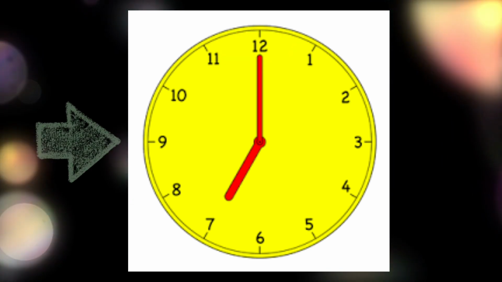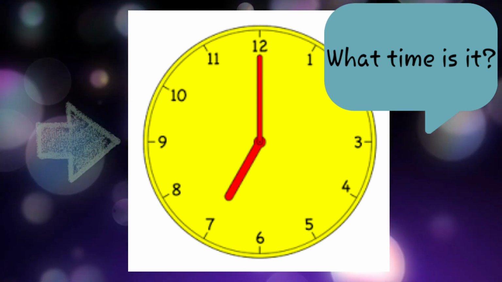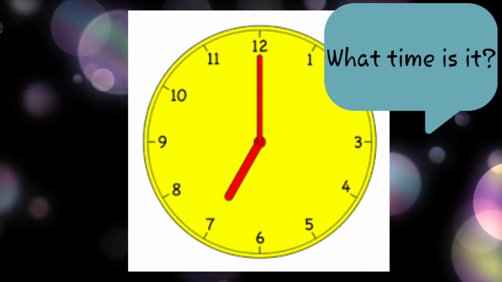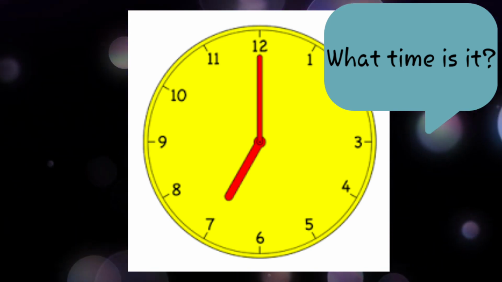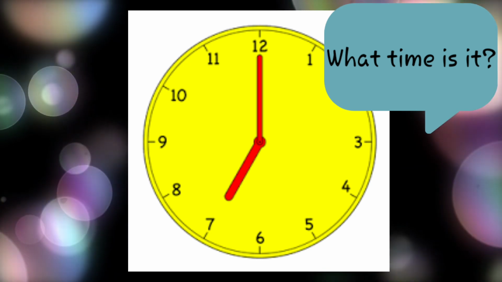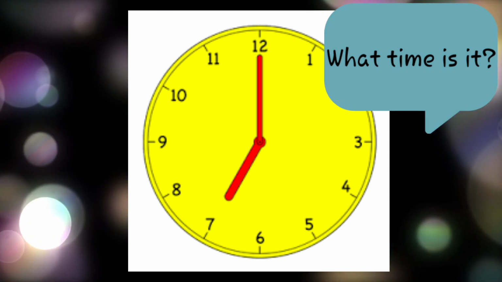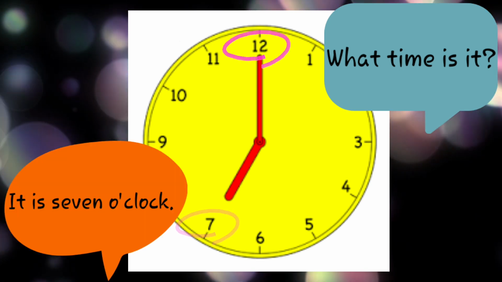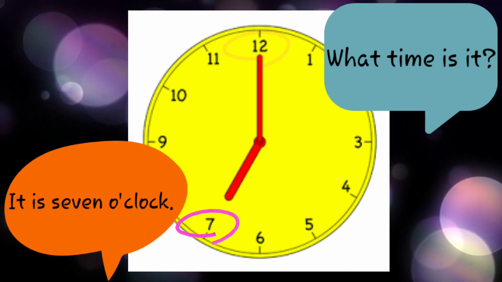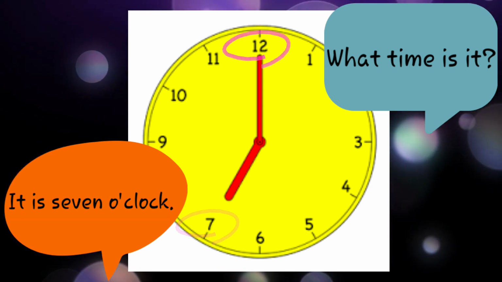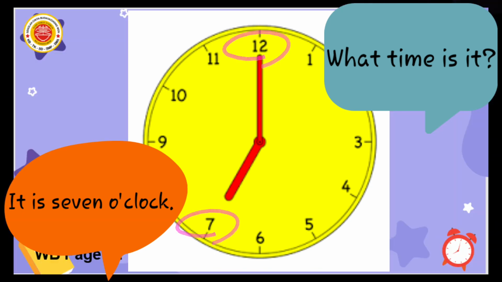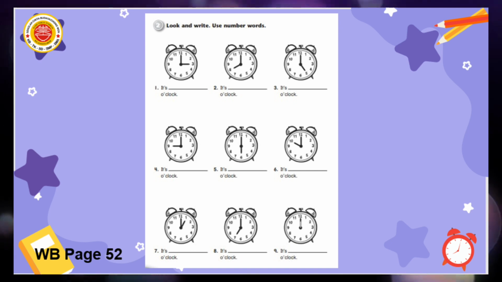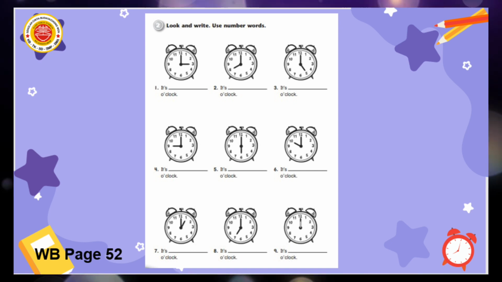Now look again at this clock face. What time is it? Look at the long hand or minute hand is pointing to number 12. Meanwhile, short hand or hour hand pointing to number 7. So we can say or we can answer it is 7 o'clock. Atau jam 7. Now let's do exercise 2 on page 52.